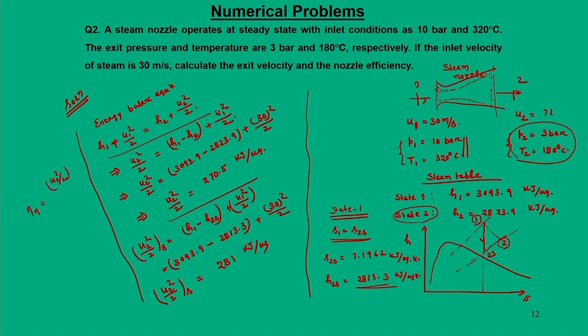So now we can find the isentropic efficiency for the nozzle, that is U2 square by 2 divided by U2 square by 2 if the process is isentropic. So by putting this number, we can get the isentropic efficiency is about 96%. Okay.